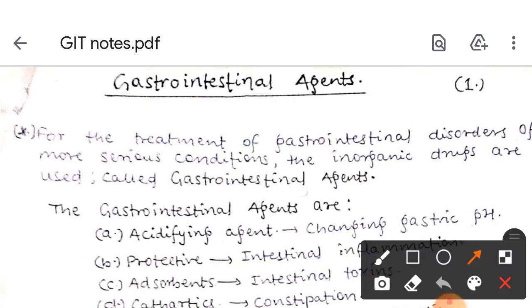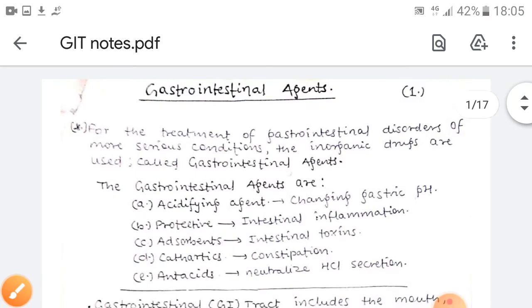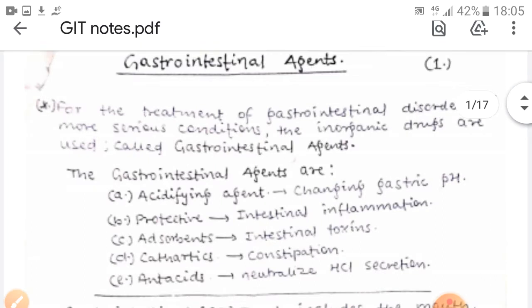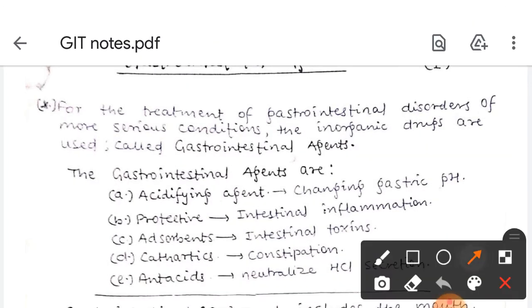Here it is written that for the treatment of gastrointestinal disorder of more serious conditions, the inorganic drugs are used, called gastrointestinal agents. The gastrointestinal agents include acidifying agent, protective, adsorbent, cathartics and antacids.